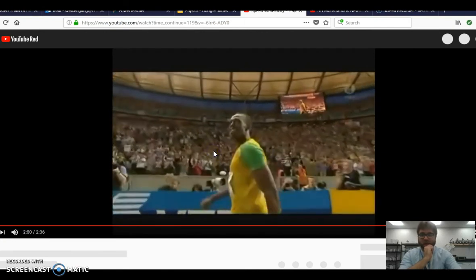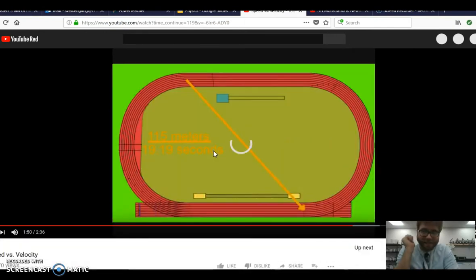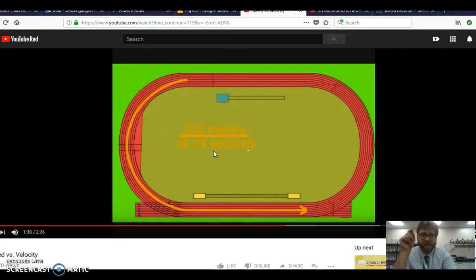Alright, so if we look at the distance, it is the total amount he ran, because for distance, we care about every step he took. He took 200 meters here. His distance is 200 meters, so this is for speed, right? And he ran these 200 meters in 19.19 seconds. So when you divide those two numbers, you get 10.422 meters a second. That's Usain Bolt's speed.